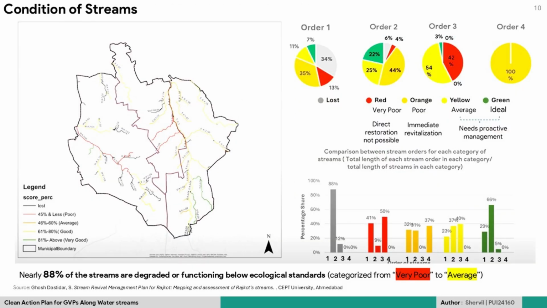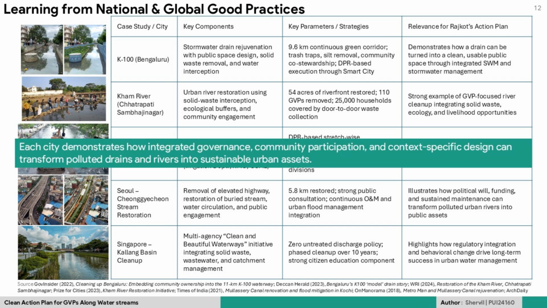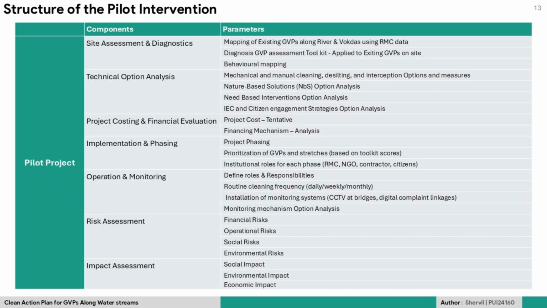According to the latest assessment, nearly 88% of Rajkot's streams are degraded, indicating systematic ecological stress closely tied to unmanaged solid waste. National and global case studies like Bengaluru's K100 and Aurangabad's Kham River show that long-term governance, community stewardship, and integrated SWM are key to successful river revival.